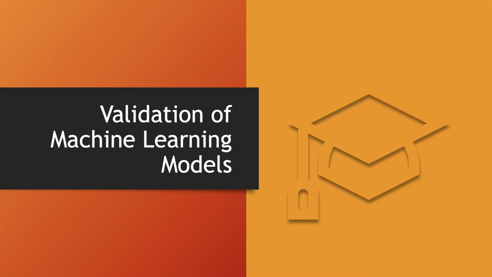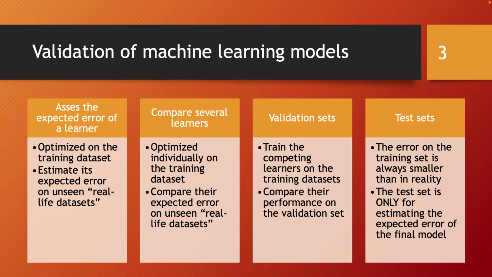Given a new dataset, the machine learning scientist will work on developing a number of models or variations of a model to solve the problem. The question here is how to validate these models, how to quantify their expected error, and how to compare several models. And there are several aspects in the validation of machine learning models.